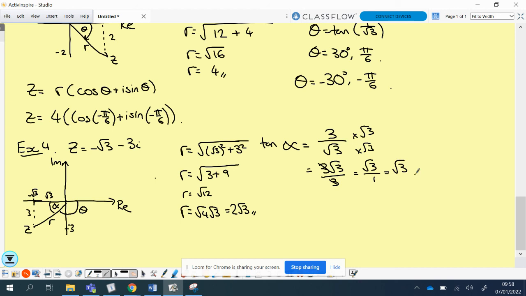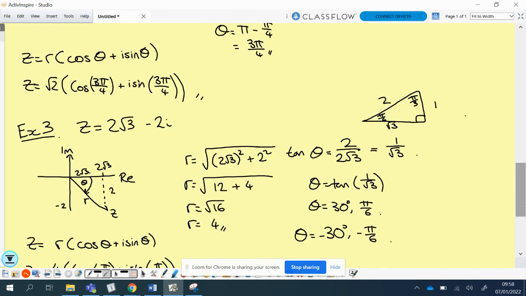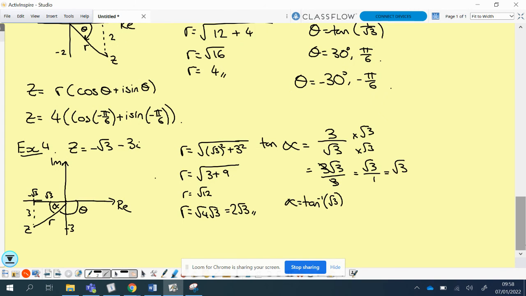Okay, so tan of alpha we've worked out to be root 3, so alpha is going to be the tan inverse of root 3. Again, if I go back up to the triangle I had in my last example, tan is always opposite over adjacent, which means to get root 3 over 1, I need to use pi over 3, which is 60. So alpha is going to be 60 degrees, or pi over 3. Again, we'll use the radians there as well.